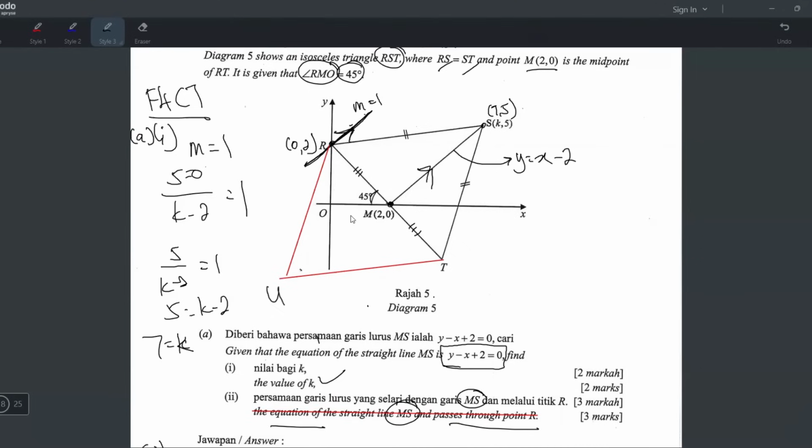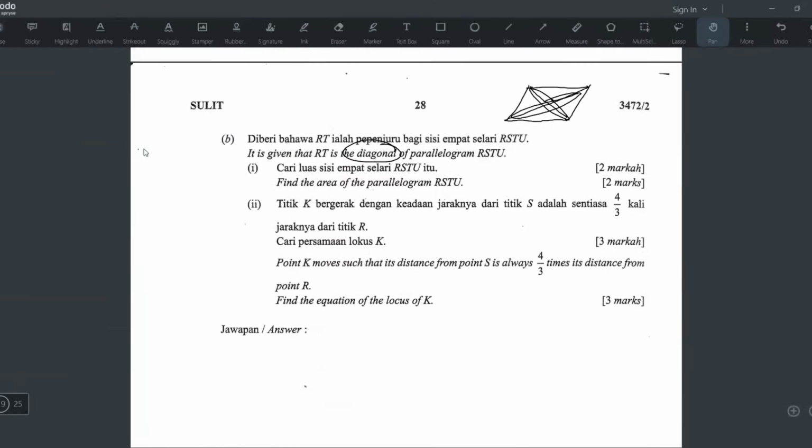RSTU is a parallelogram, so you can see this is a parallelogram. And then RT is a diagonal. Of course, there's another diagonal like this, but this line is what they are mentioning. Okay, and I can actually find point T. Yeah, I just realized, because they say this is the midpoint, right? So you can use the midpoint formula to find point T actually. Okay, but let's see what they want.